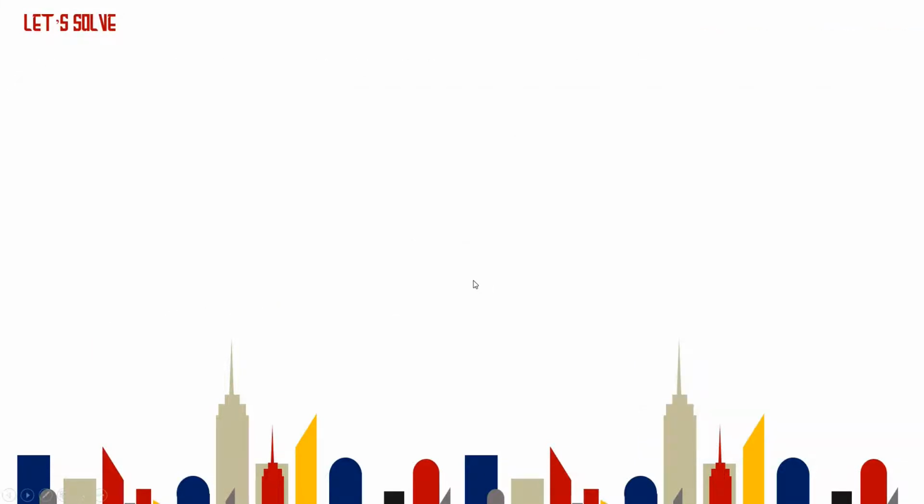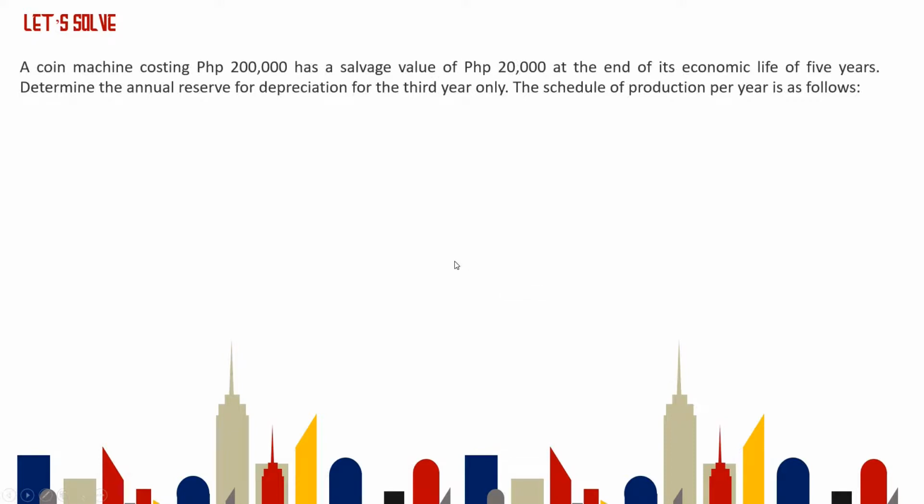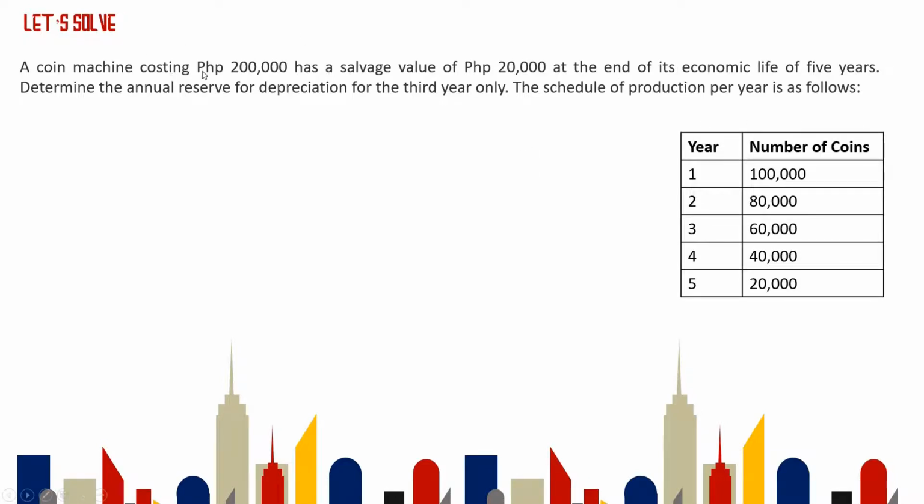Okay. And, last problem is, a coin machine costing 200,000 has a salvage value of 20,000 pesos at the end of its economic life of 5 years. Determine the annual reserve for depreciation for the third year only. The schedule of production per year is as follows. Okay, so, ang coin machine daw nga worth 200,000 ang pagpalit has a salvage value 20,000 at the end of its economic life 5 years. So, after 5 years, pwede na nila, ang worth na lang sa imong 200,000, mahimo na lang 20,000. So, determine the annual reserve for depreciation for the third year only. The scheduled production period is as follows.